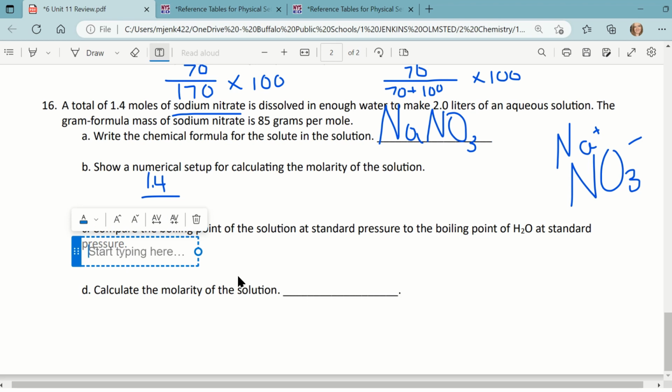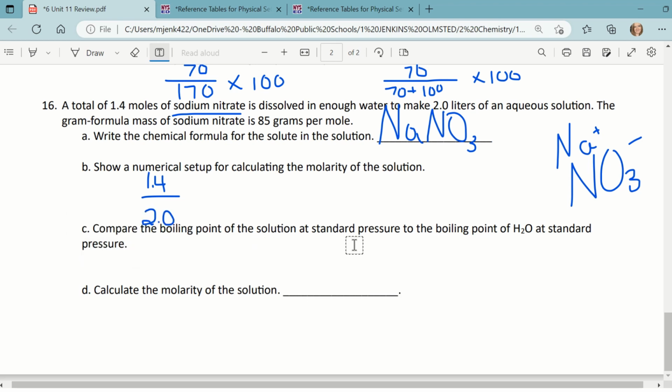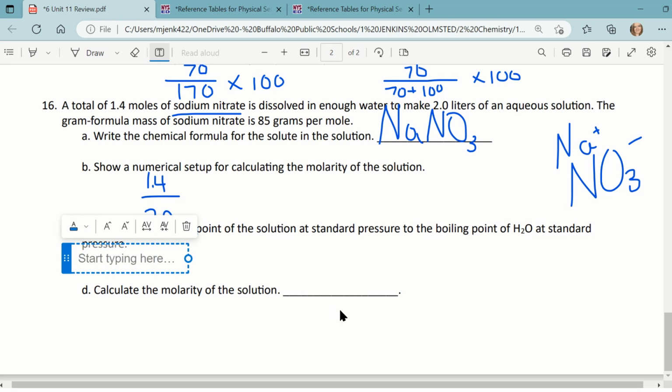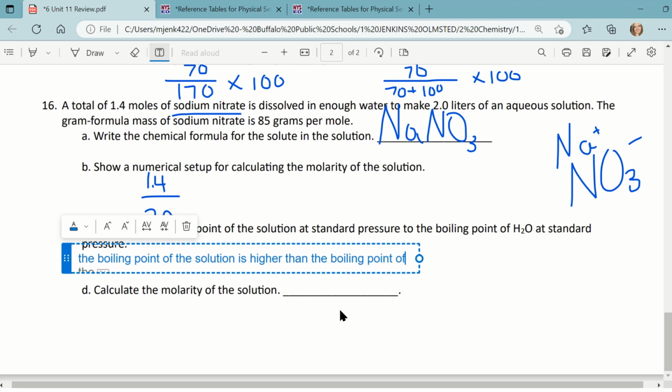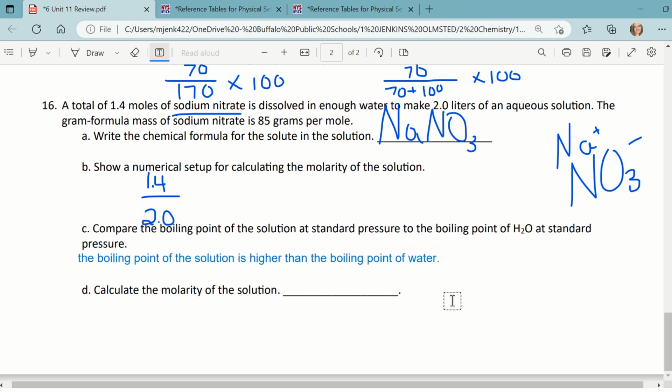Compare the boiling point of the solution at standard pressure to the boiling point of water, H2O, at standard pressure. The boiling point of the solution is higher than the boiling point of water, right? The boiling point of a solution, because of the solute, is higher. If it was freezing point, it would be lower. And then calculate the molarity.